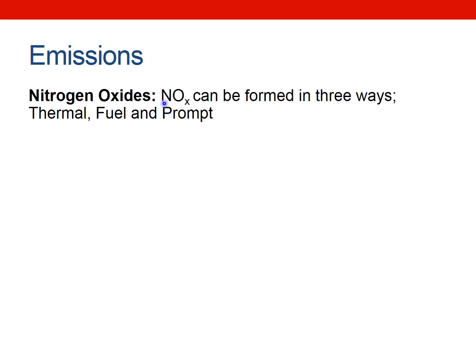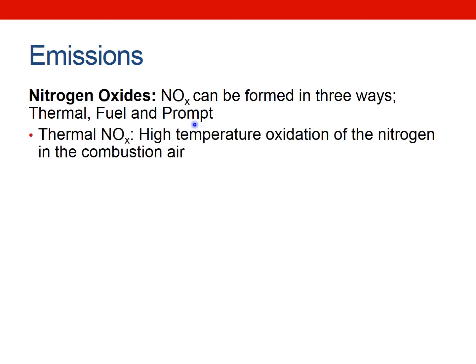And the last product is nitrogen oxides, or NOx. Now, this can be formed in three ways. There's thermal NOx, fuel NOx, and prompt NOx. Thermal NOx is nitrogen oxides that are formed due to high temperature oxidation of the nitrogen in the combustion air. So, thinking back a few slides, we showed that our hydrocarbon plus oxygen plus the nitrogen that's in the air only gives us nitrogen at the end, and nitrogen doesn't take part in the reaction.